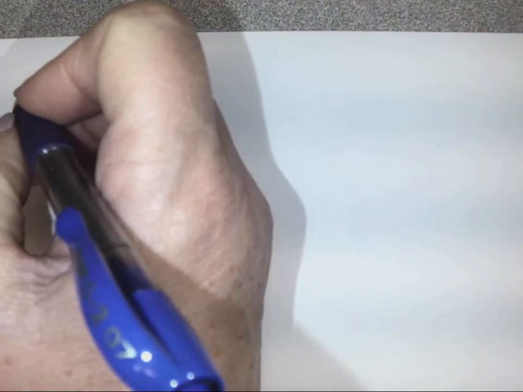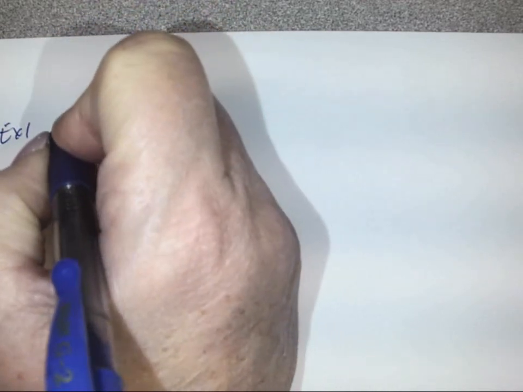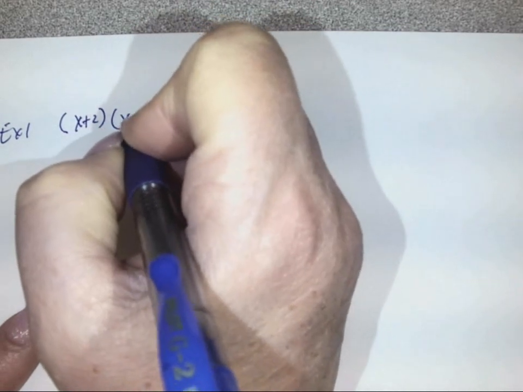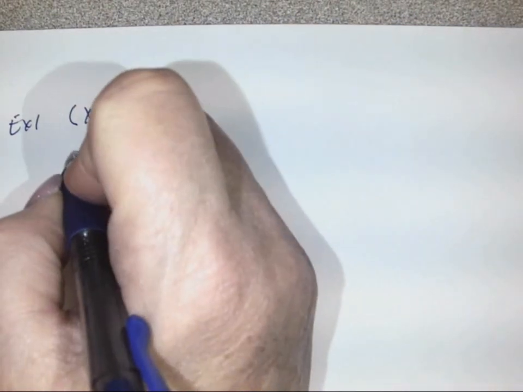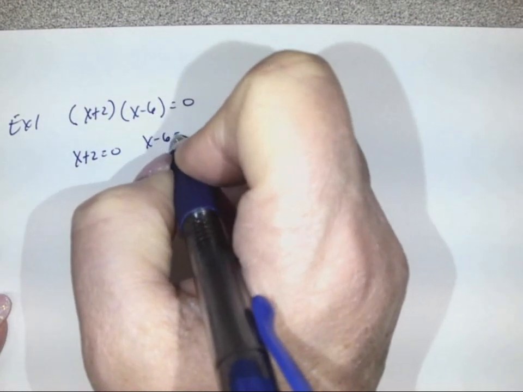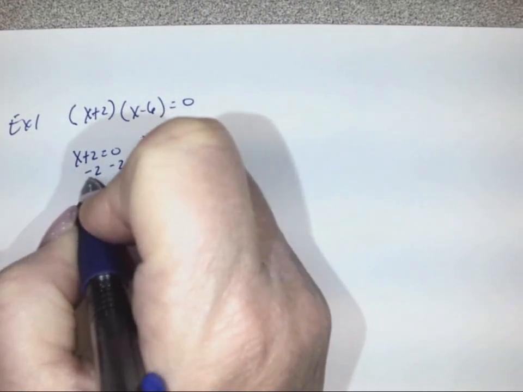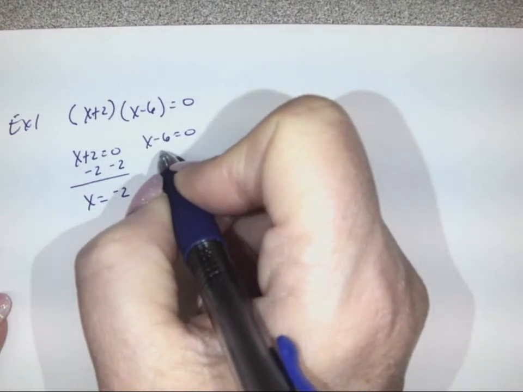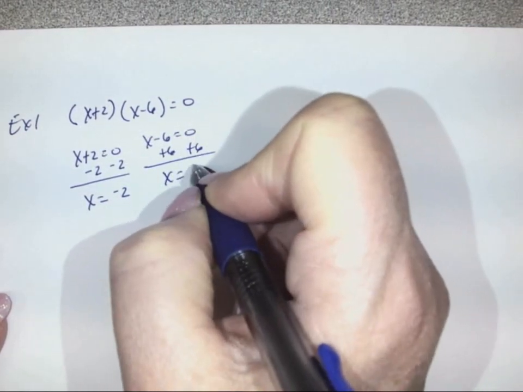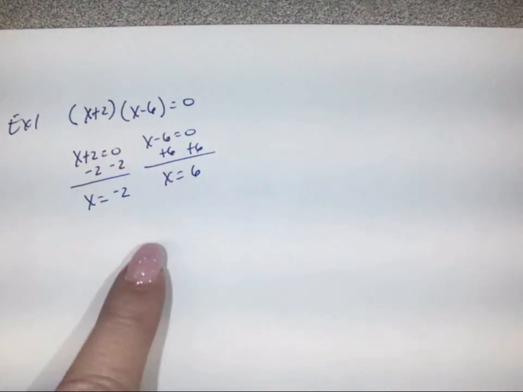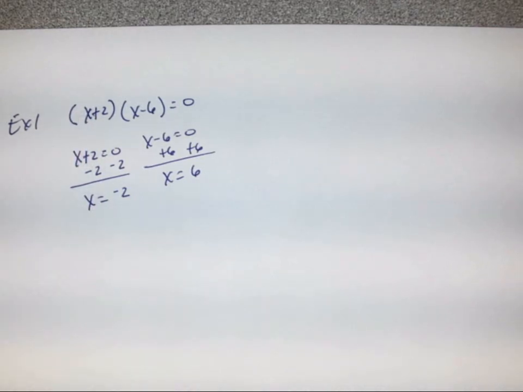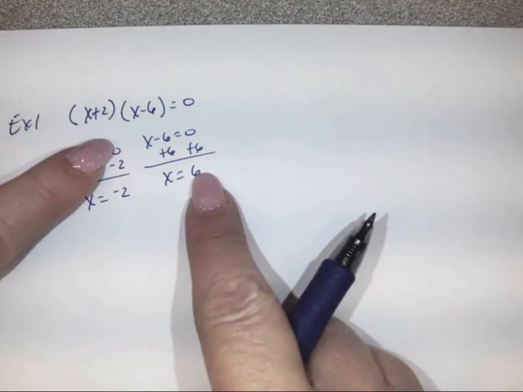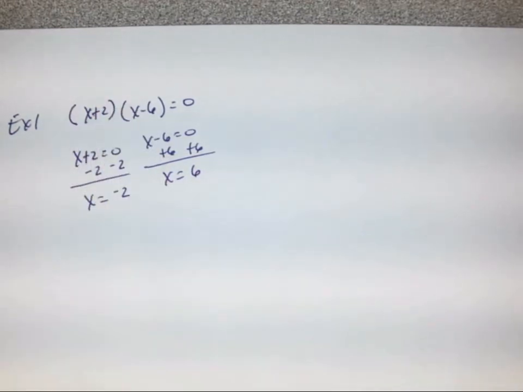All right, so here's our first example. If we are given x plus 2 times x minus 6 equals 0, it's already factored, so that's nice. We are then going to take each part and set it equal to 0. Finish the solving on each part. We get x is equal to negative 2. Add our 6 over, we get x is equal to positive 6. So in order for this equation to be 0, x is either equal to negative 2 or x would be equal to 6. That would make it equal to 0.